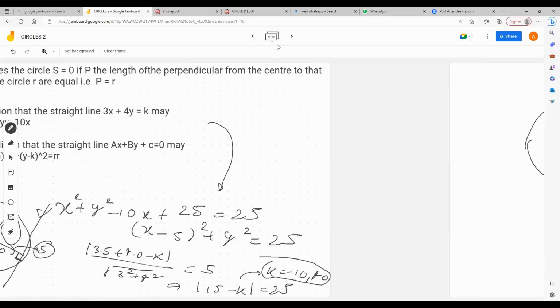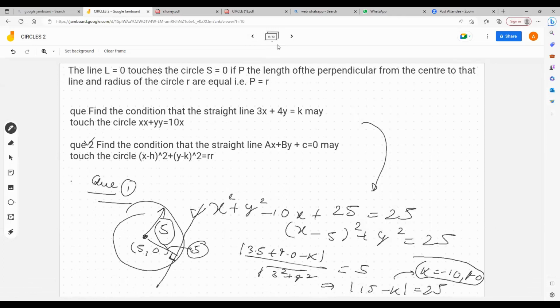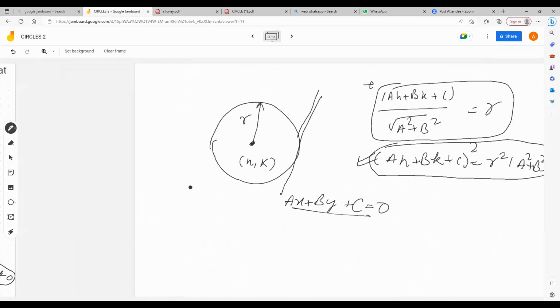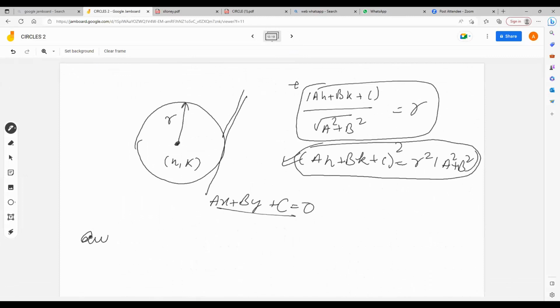So this is a very important property of the circle, and we need to be careful about it. Now coming on to the previous problem again, let us see other methods to solve that problem. We are given 3x plus 4y equals k, and we are saying that it is tangent to x square plus y square equal to 10x.